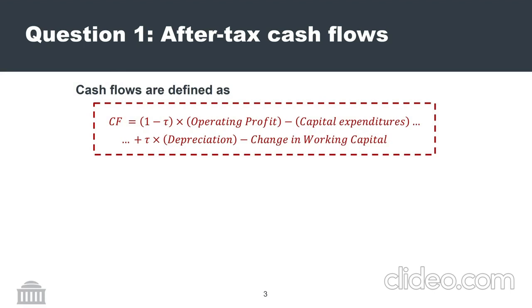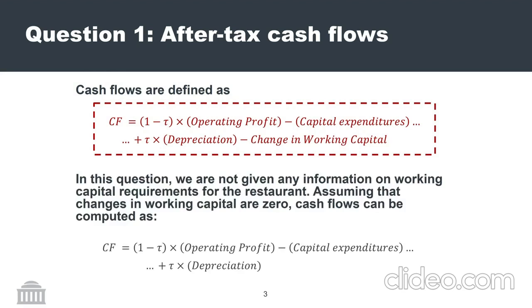a tax-deductible expense. Notice that in this question, we are not given any information regarding working capital requirements of running the restaurant. Therefore, we will assume that changes in the working capital are zero. In this case, cash flows can be computed as 1 minus tax rate times operating profit, minus capital expenditures, plus depreciation tax shield.